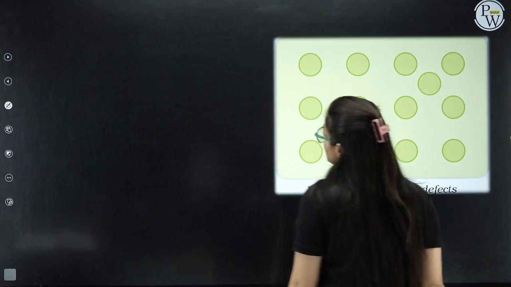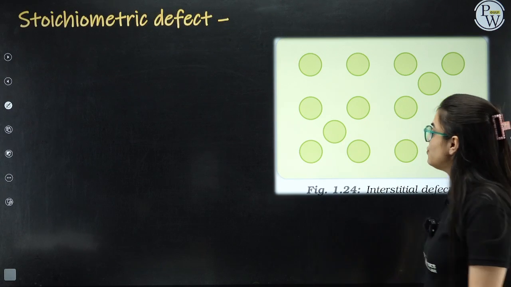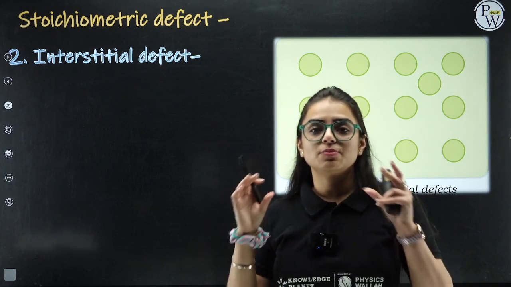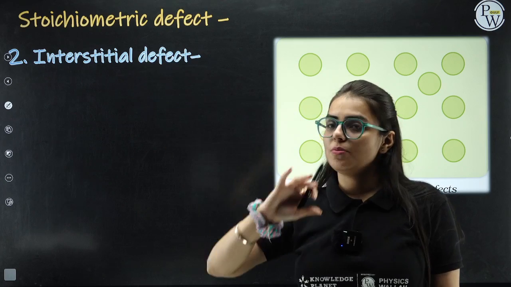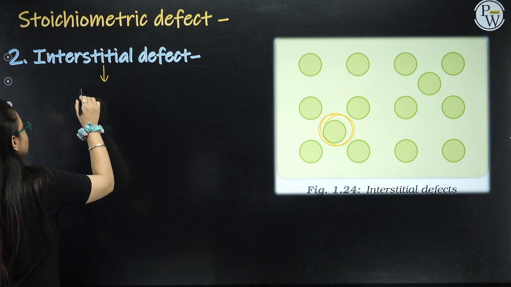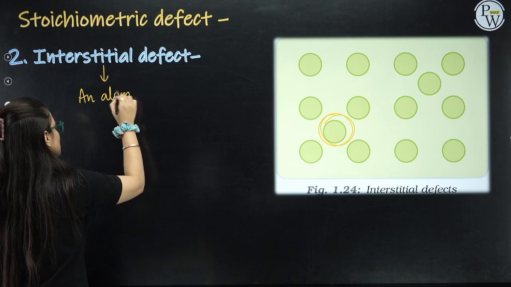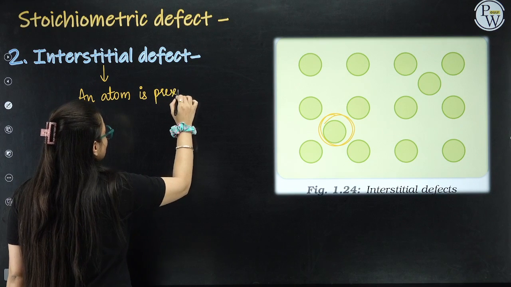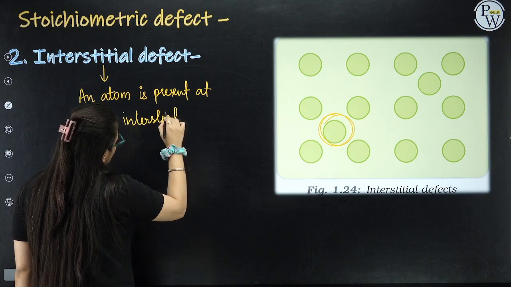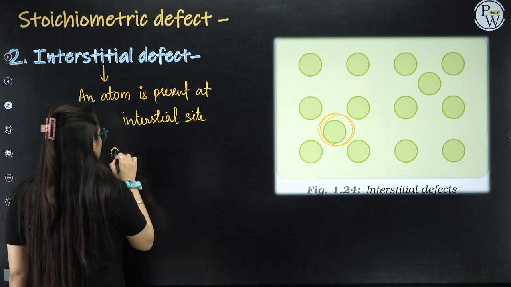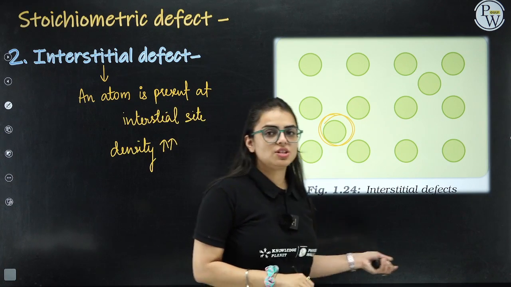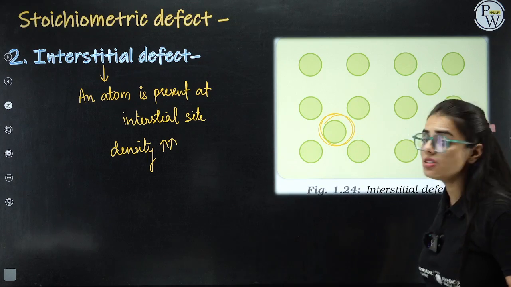Now moving on to the next type of defect, that is interstitial defect. It is observed when an atom is present at the interstitial sites. What are the interstitial sites? They are the sites present in between. For example, if we have an AB pattern, and an atom comes and stands in between, that is interstitial. So when an atom is present at an interstitial site, that is interstitial defect. Here density will increase. Why? Because the number of atoms is increasing as there is one more atom present at the interstitial site. So this is interstitial defect.